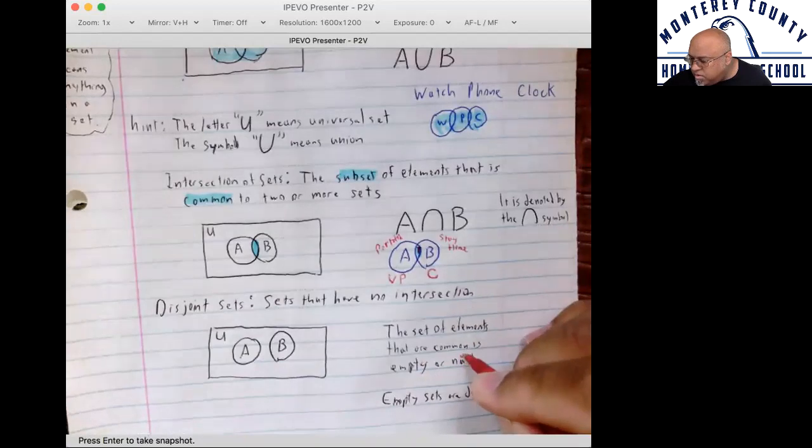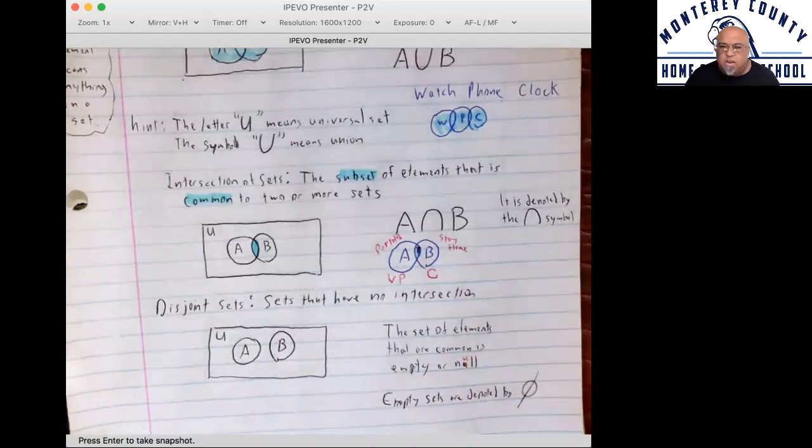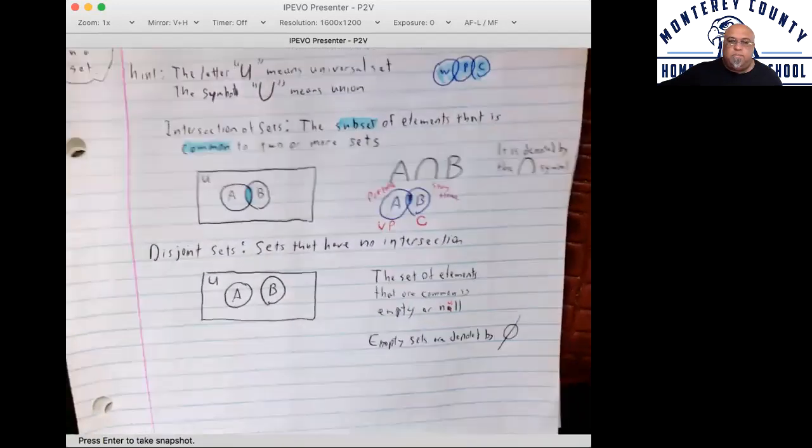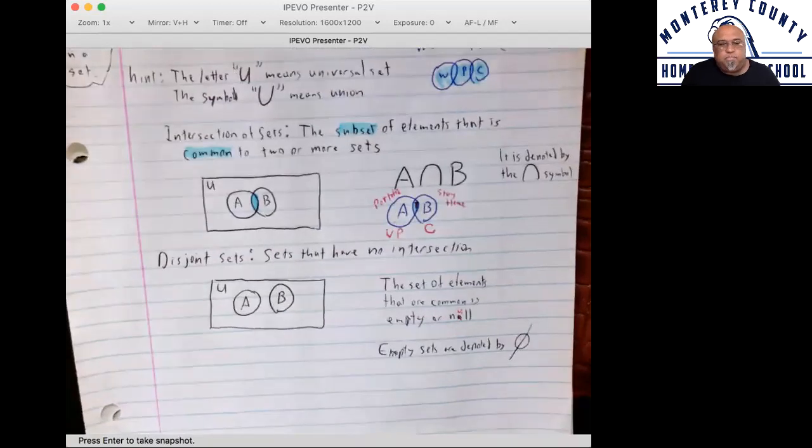I'm sorry, that's a U, not an A. A null set. So an empty set or a null set is denoted by this symbol. It looks like a 0 with a slash through it. Okay, and that would be an empty set or a null set.